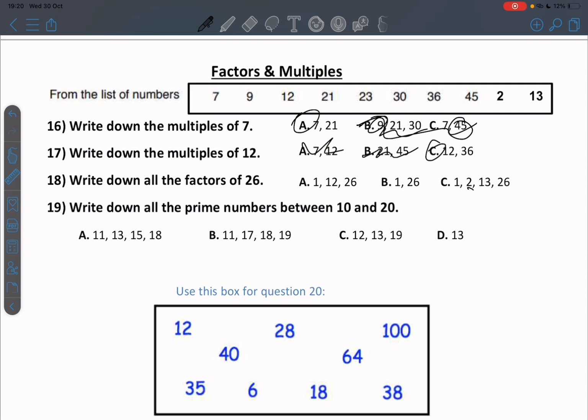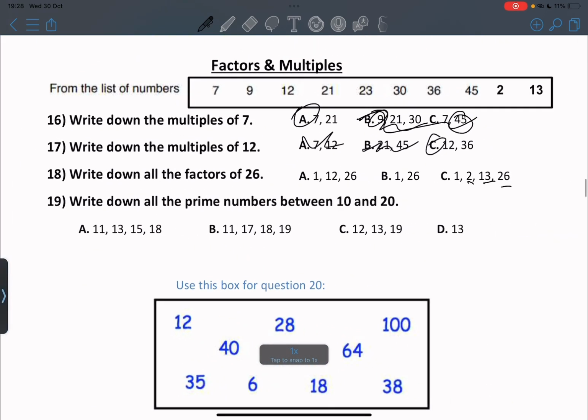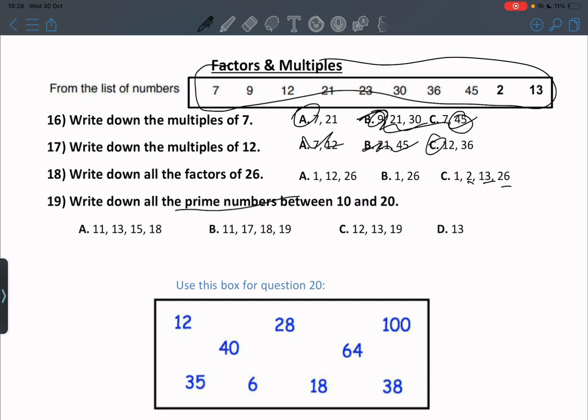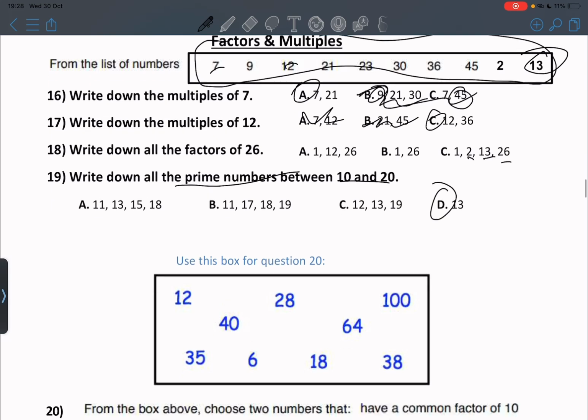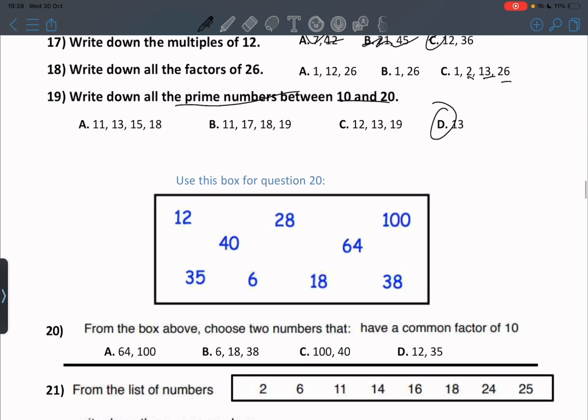Okay, 2 and 13 are, 1 and 26 are. So this is going to be all the... Okay, question 19. Again, using the list above, we have to write down all the prime numbers between 10 and 20. If we look at this, 13 is the prime number between 10 and 20. So option D is the correct answer.